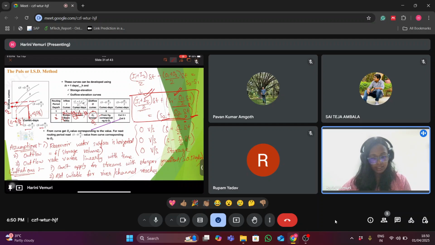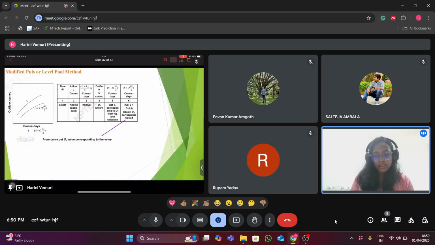So I hope this is clear. Now let's look into one more method called modified Puls or level pool method. This is almost similar to the previous method that we have talked about, but here we are trying to limit the number of curves that we are generating for the calculation purpose. Here we are only going to use outflow versus storage and also outflow versus S plus O into delta T by 2 curves. Only these two curves need to be generated.